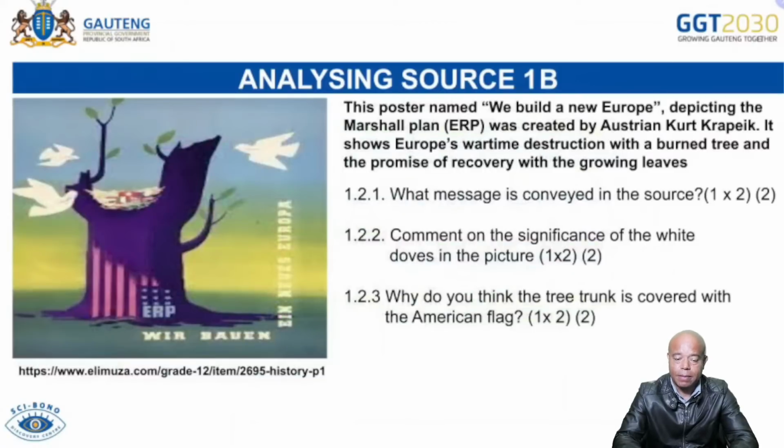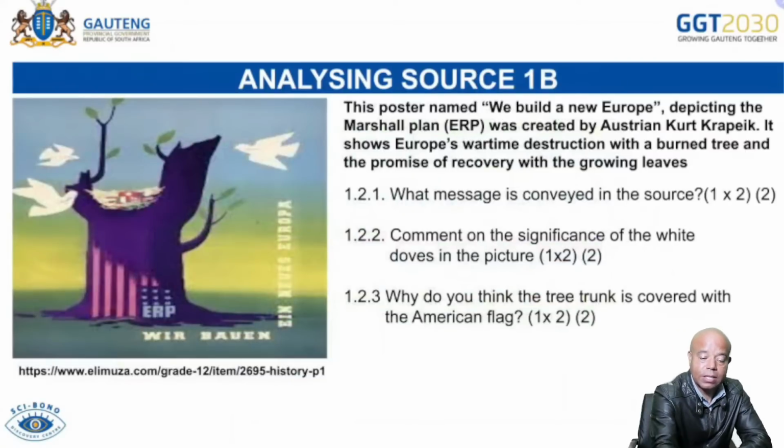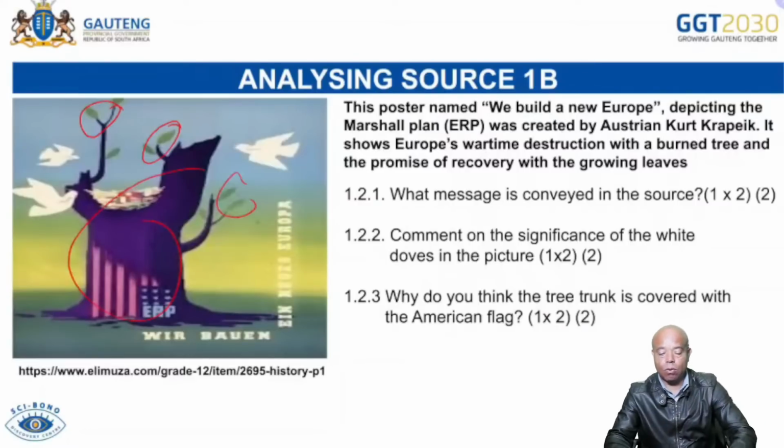Analyzing source 1B. The poster named "We Build a New Europe" depicting the Marshall Plan. The abbreviation for the Marshall Plan is ERP, was created by Austrian Kurt Kripke. It shows Europe's wartime destruction with a burned tree, the promise of recovery with the growing leaves. So now we can see the growing leaves are the green ones. And this is the burnt tree at the end of the day.